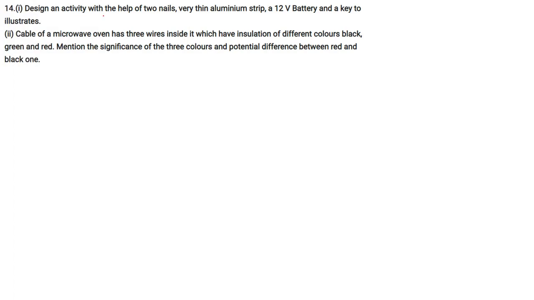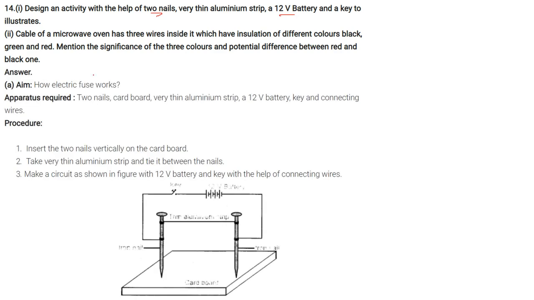Design an activity with the help of two nails, a very thin aluminum strip, a 12 volt battery and a key to illustrate how an electric fuse works. So this is the aim: we want to know how the electric fuse works. We need two nails, cardboard, a very thin aluminum strip, a 12 volt battery, a key and connecting wires.